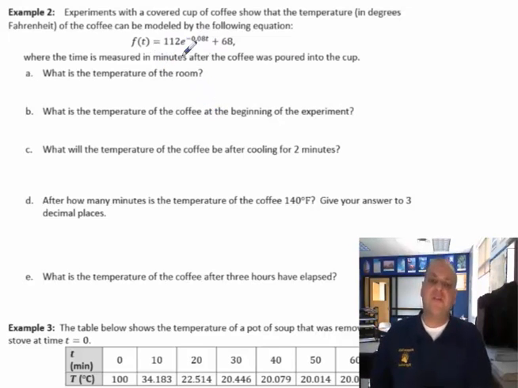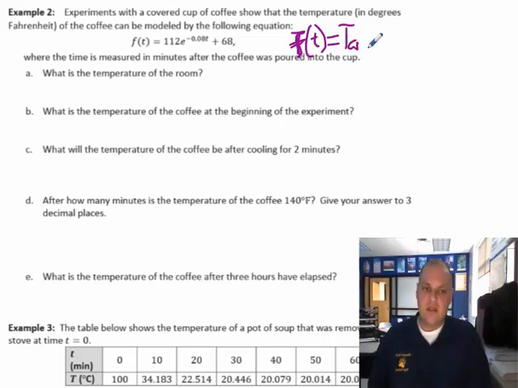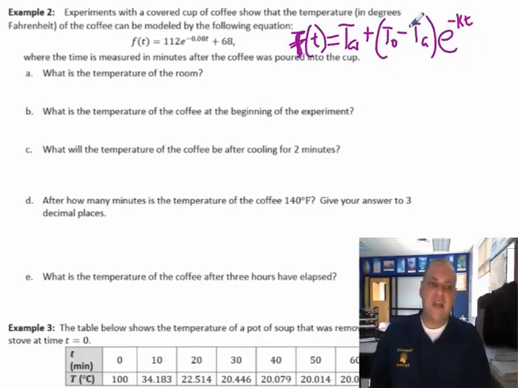Similar function. They're giving us a function, and what we have to realize here, I'm going to write the original function, f of t, because they're calling it f of t, equals T_a plus (T_0 minus T_a) e to the negative kt. Okay, so that is our regular Newton's law of cooling, since we're talking about cooling here.